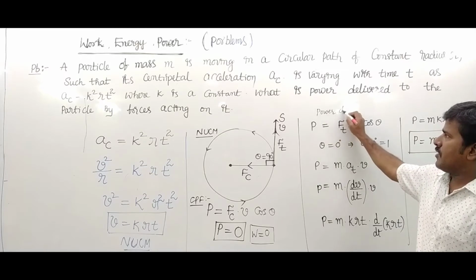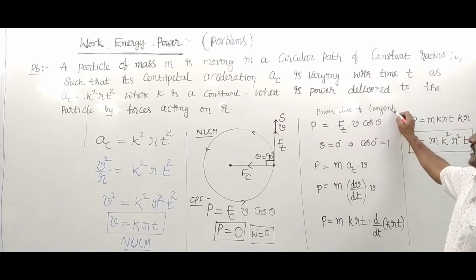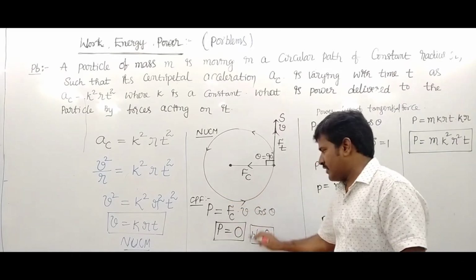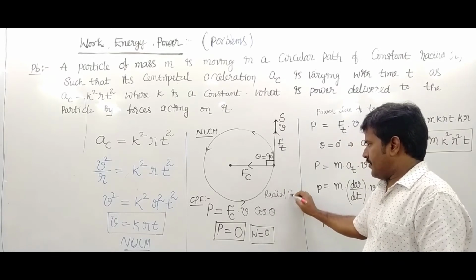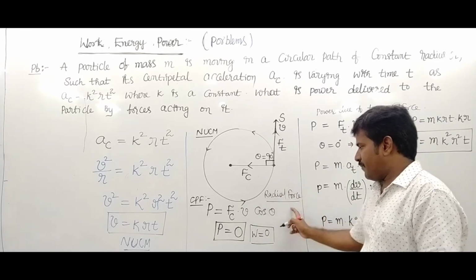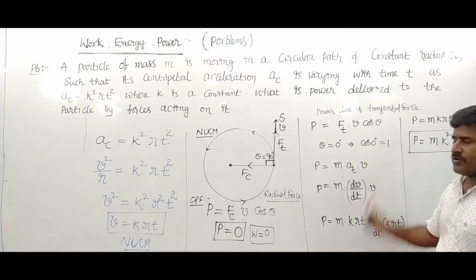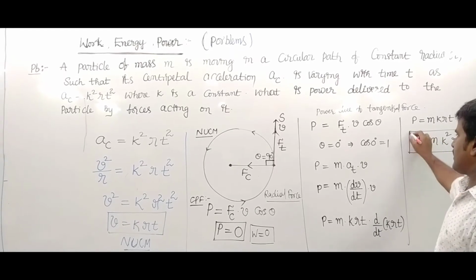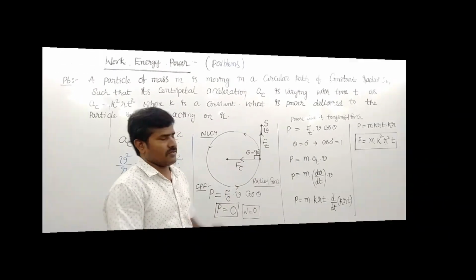Tangential force gives the power. Radial force gives 0 power. Tangential force gives m k square r square t. This is the power due to tangential force.